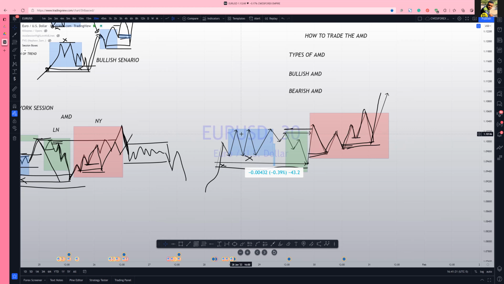It needs to break out of the range to trap traders because of liquidity. So why does that happen? It's simply because of liquidity. That's why price needs to break out of the range or the accumulation box to trap traders, due to liquidity.